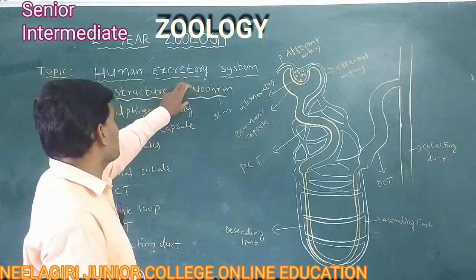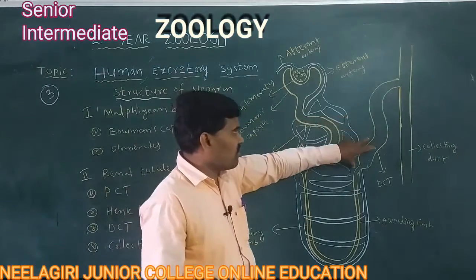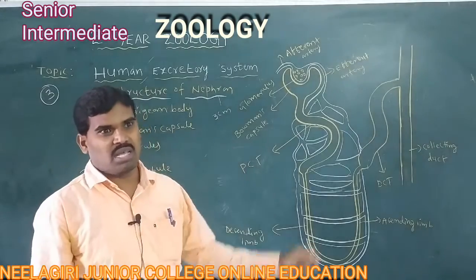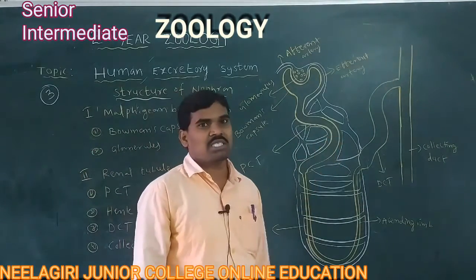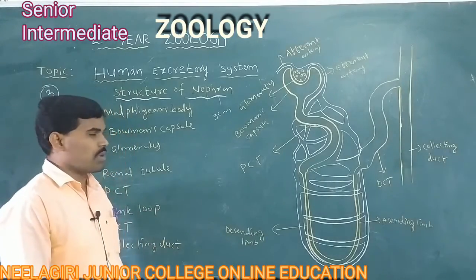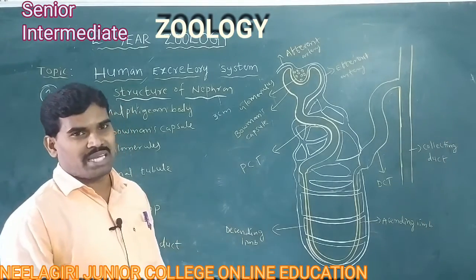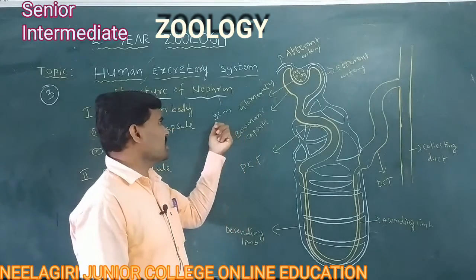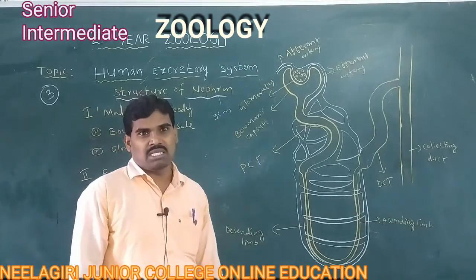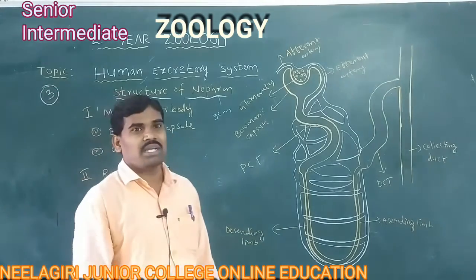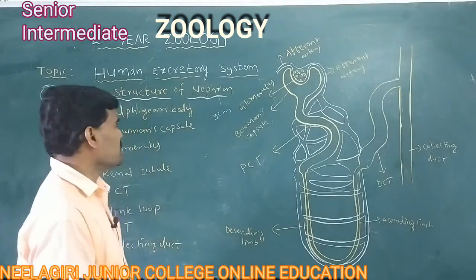This is the structure of a nephron. There are millions of nephrons in the two kidneys, approximately 2.4 million nephrons. Each nephron is 3 centimeters long. The coiling process of the tubules is present in each nephron.